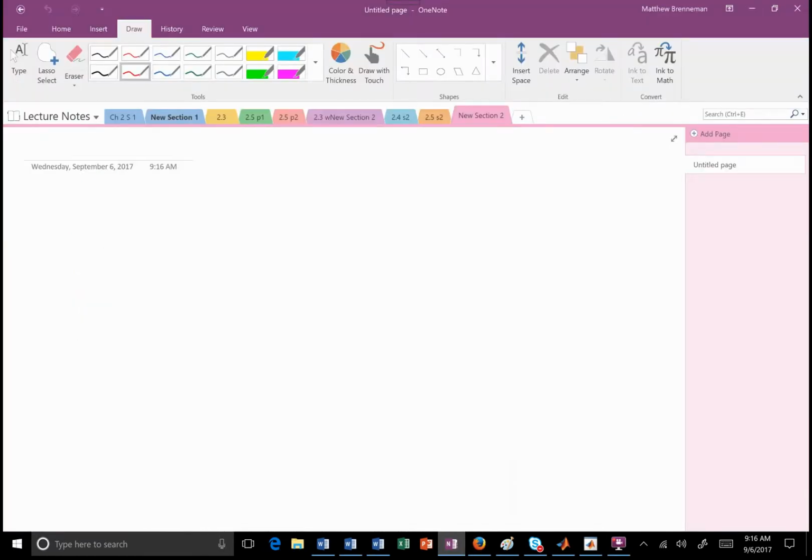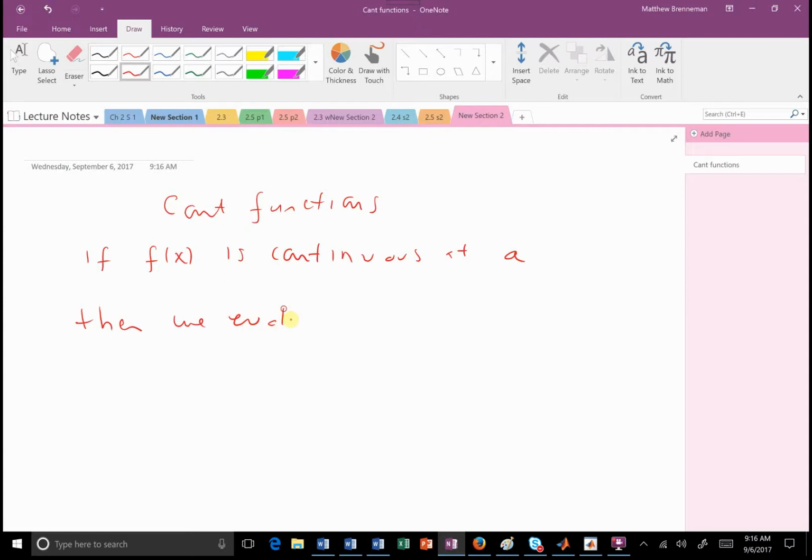So here's what I want to say about the section where we're talking about continuous functions. The whole purpose of continuity is that it lets us evaluate limits. We don't have to go through all this baloney of all these rules. Can I move something inside the square root or whatever? So the whole point is that if f of x is continuous at a, then we evaluate the limit by direct substitution.